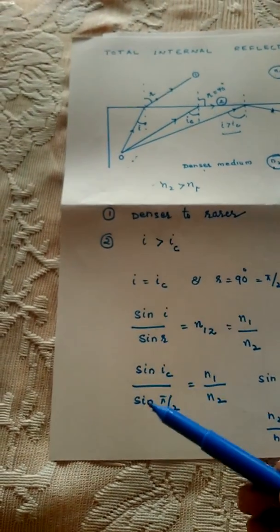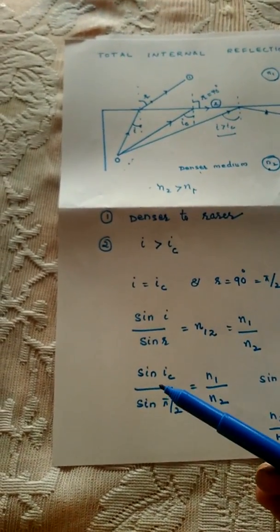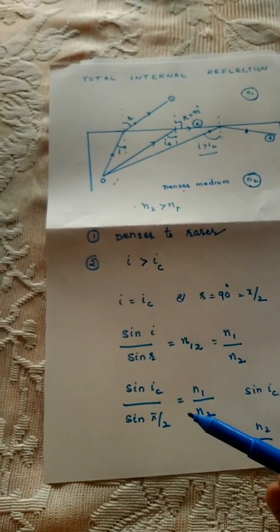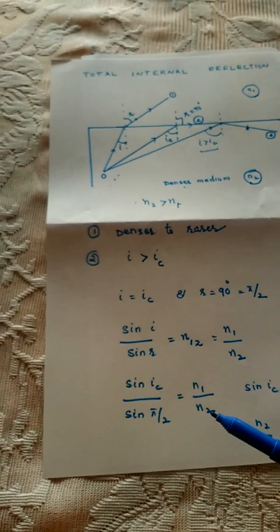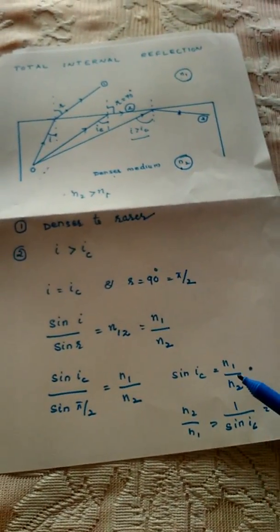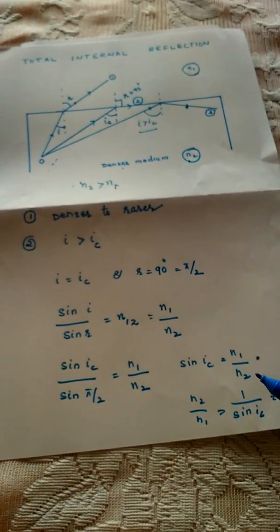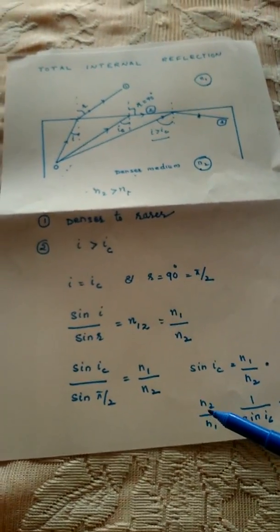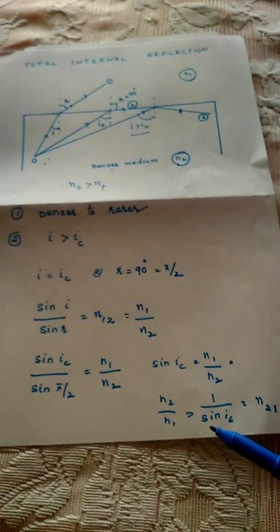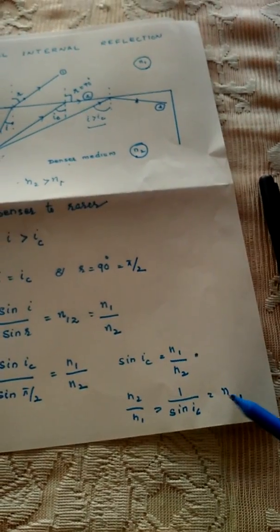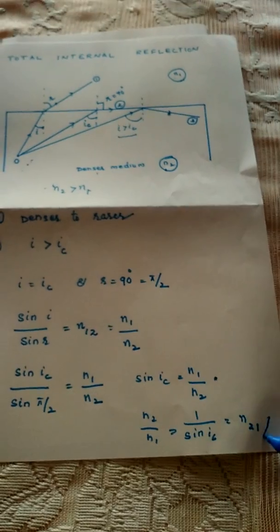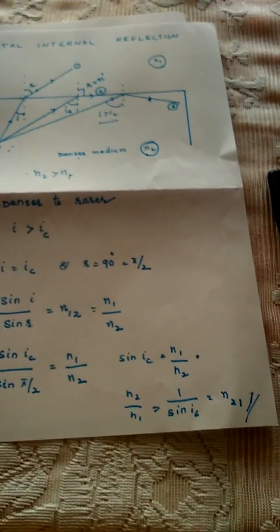When I equals IC, R equals 90 degree, so sin IC by sin 90 or pi by 2 is equal to n1 by n2. As sin pi by 2 is 1, we can say sin IC is equal to n1 by n2. Or let's take the reciprocal. n2 by n1 is equal to 1 by sin IC, or 1 by sin IC is equal to n21, refractive index of denser medium with respect to rarer medium.